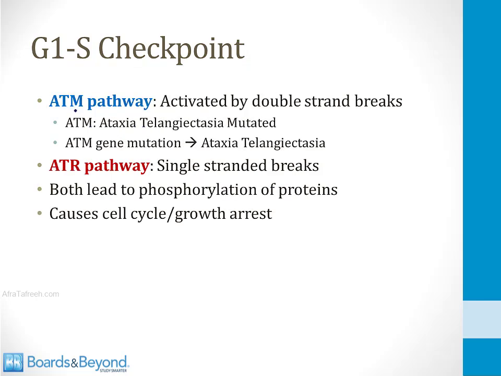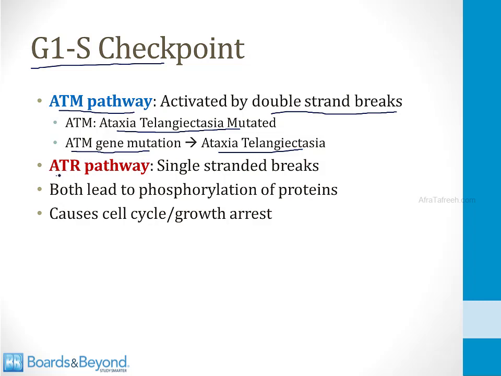There are two pathways by which a cell can become arrested at the G1 to S phase checkpoint if DNA damage has occurred. The first one is called the ATM pathway. This pathway is activated by double-stranded breaks in DNA. ATM stands for ataxia telangiectasia mutated, and it gets this name because the ATM gene is mutated in the disorder ataxia telangiectasia, which I discuss in the neurology section in the video on the cerebellum.